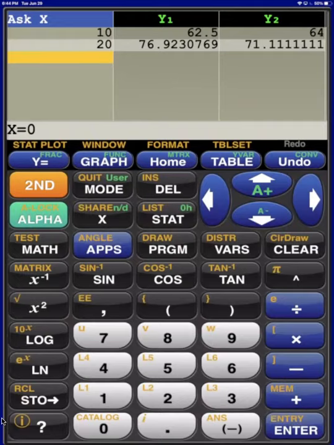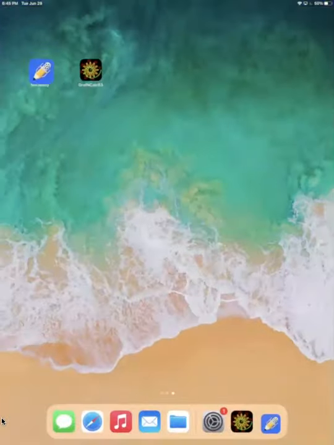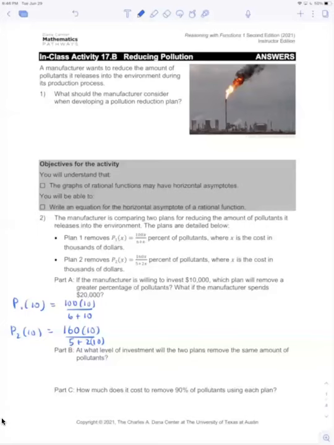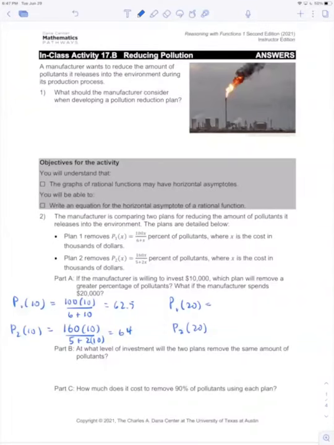Okay, let's go back to our paper here. So this is going to be 62.5, and this was 64. If we do this again, plan 1 at 20, plan 2 at 20, plan 1 is 76.9 and plan 2 was 71.1.